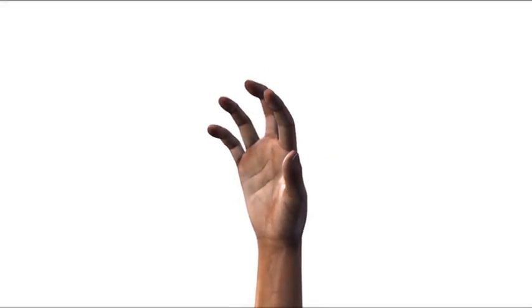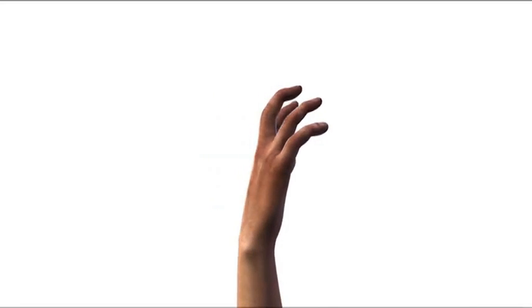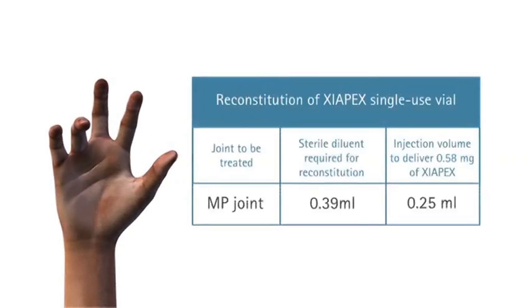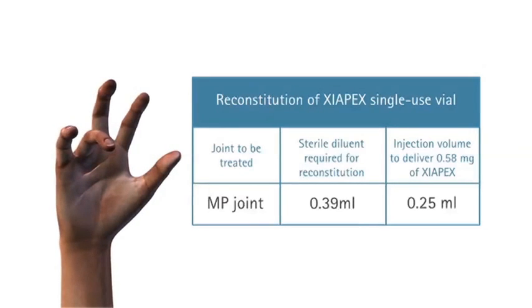This section will explain how to inject Xiapex into a cord contracting an MP joint. Please note that reconstitution volumes and injection volumes differ depending on which joint the cord to be treated is contracting. For cords contracting MP joints, each dose should be reconstituted using 0.39 millilitres of diluent. The injection volume for cords contracting MP joints is 0.25 millilitres.